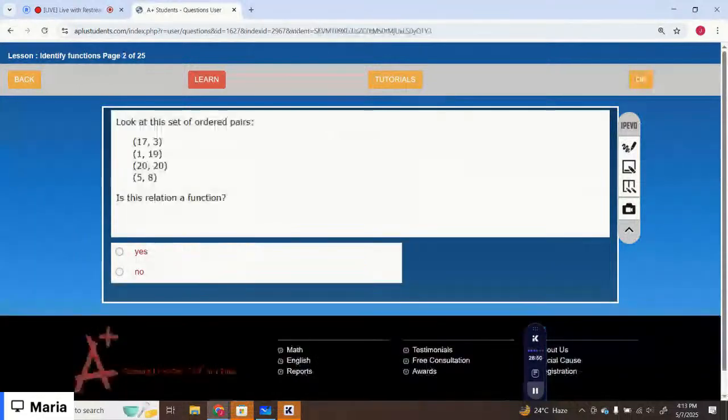Look at this set of ordered pairs: 17, 3, 1, 19, 20, 55. Is this relation a function? Yes, it is. For each value of x, there is only one value of y. So, sorry, the relation is a function. The correct option is yes.